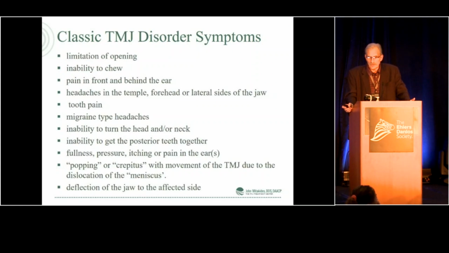Okay, now, here are classic TMJ symptoms and disorders. Things that you look at and things that the patient will tell you about and the problems they have. Number one, some patients can't open their mouths, okay? Some can't chew, some have pain in front of the ear, some have pain behind the ear. Some have headaches in the temple, the forehead, the lateral side of the head, above the eyes, behind the eyes, the base of the neck. It's all prevalent, but they're all from different sources, and we'll talk about that.